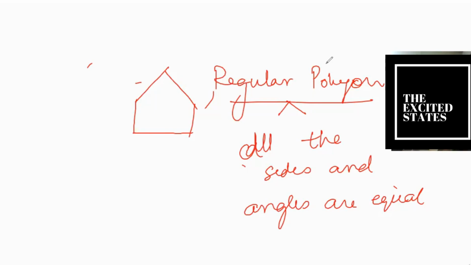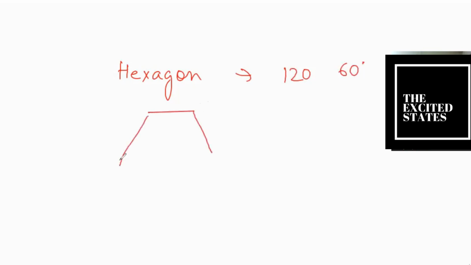Now, if I say two angles of a hexagon, they are 120 and 60 degrees, right? I'm making it a hexagon. This is 6, right? Two angles are 120 and 60. This is 120 and this is 60, suppose, right?